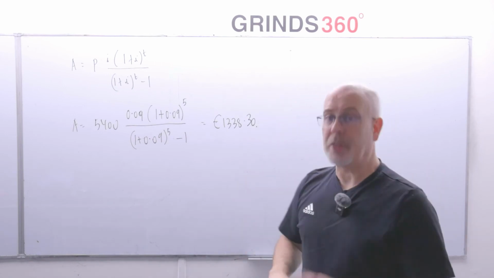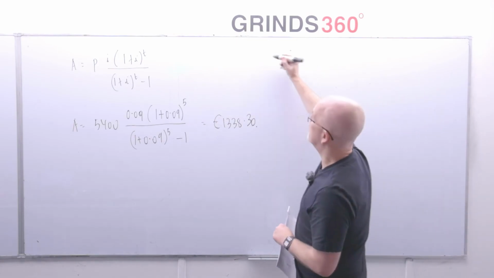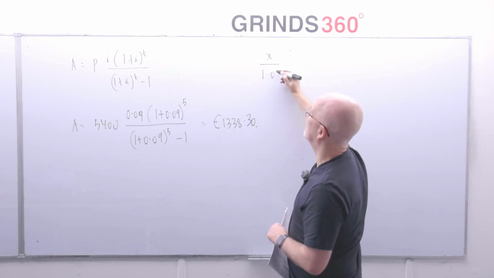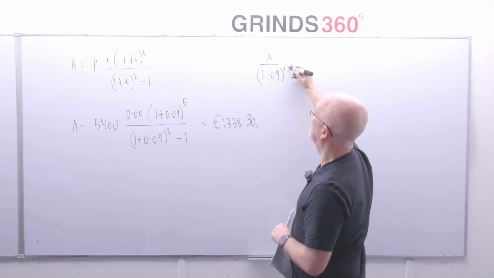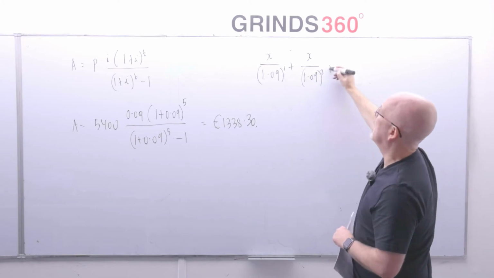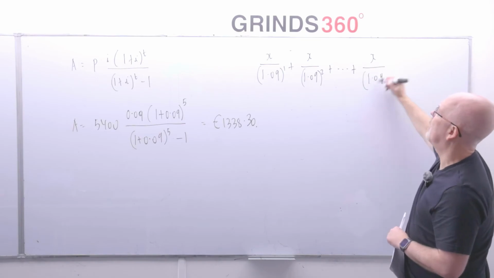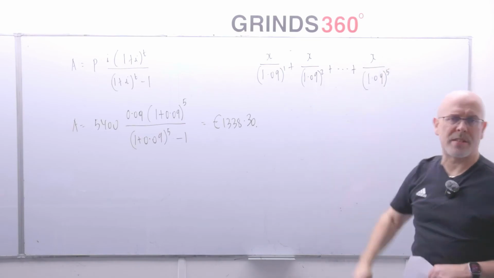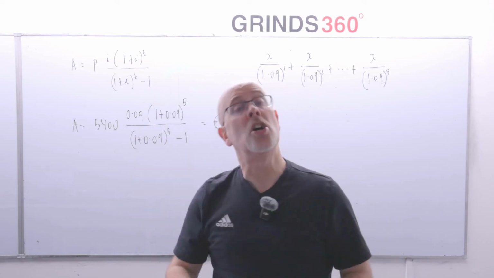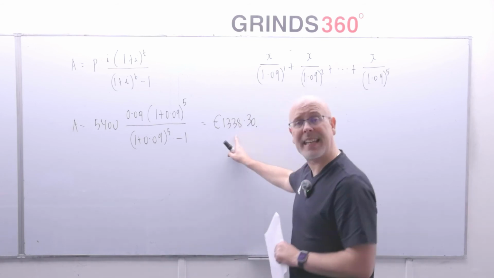Now if you were to do it the long-winded way, exactly like the previous one, set up your series: x over 1.09 to the power of 1, plus x over 1.09 to the power of 2, and so on, up as far as x over 1.09 to the power of 5. Pull the x outside the bracket, add the numbers inside the bracket to see what that adds up to, and multiply that by x, which should equal 5,400. Divide across to find x, and you will get exactly the same answer.